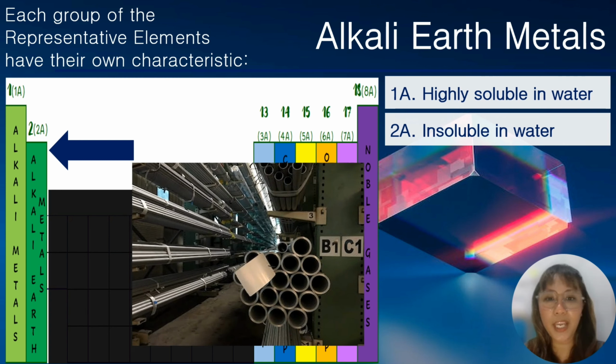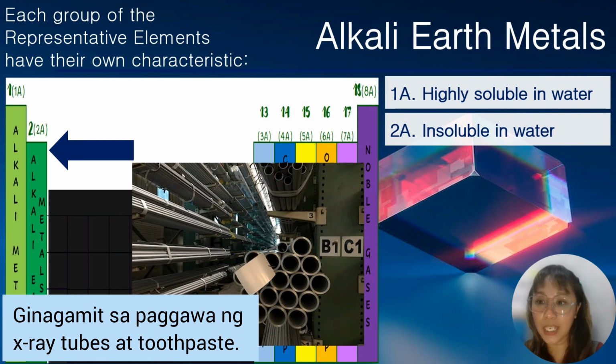Group 2A or alkaline earth metals are insoluble in water. They are used to produce x-ray machines or tubes and to manufacture toothpaste. When making toothpaste, the alkaline earth metal elements are what is used.